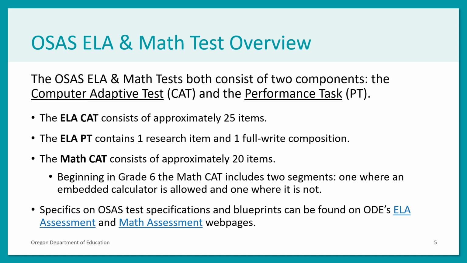Both the OSAS, ELA, and Math tests consist of two components, a computer adaptive test, or CAT, and a performance task, or PT. The ELA CAT consists of approximately 25 items across all grade levels. The ELA performance task consists of one research item and one writing extended response or full write composition. The Math CAT consists of approximately 20 items. Starting in grade 6, the CAT includes two segments, one where a calculator is allowed and one where it is not. Be sure to check out ODE's ELA and Math assessment web pages for more specifics on OSAS test design and blueprints.